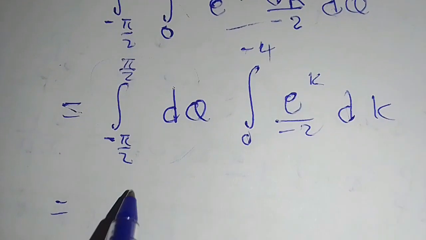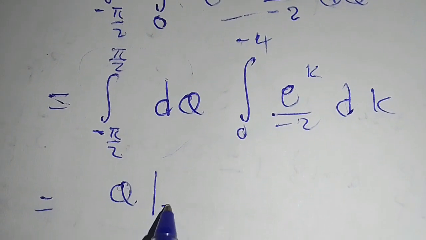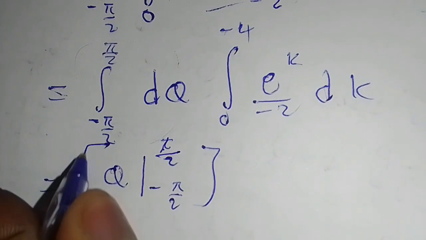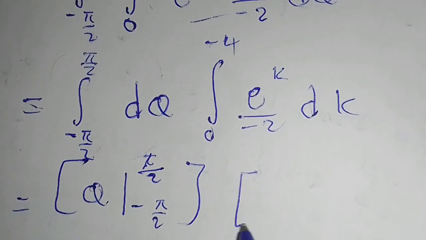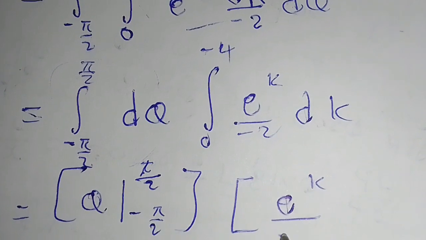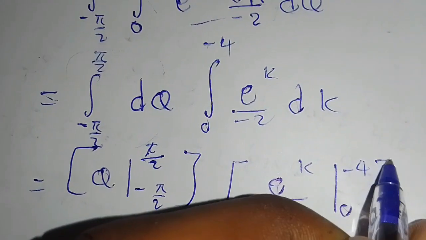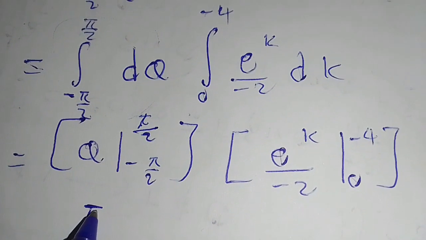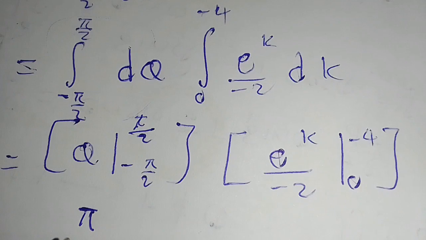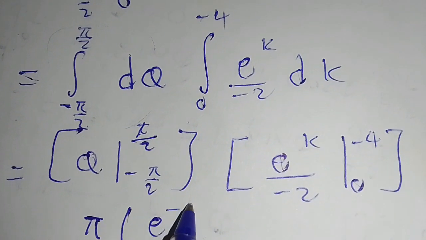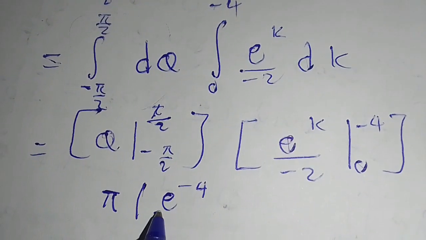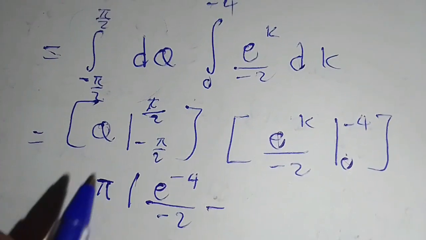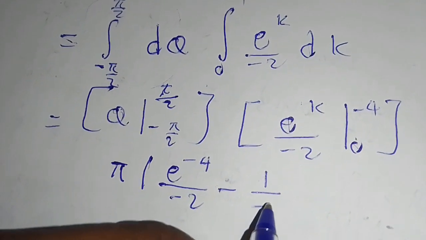So the integral of that will just basically be theta evaluated from minus pi over 2 to pi over 2. Then you just have the integral of this one, which is the same thing, from 0 to minus 4. Then you evaluate this: you're basically just going to have pi over 2 minus negative pi over 2, which is pi. And then this one, you're just going to have e to the power minus 4 over minus 2. Then the lower bound you plug in is 0, so e to the power of 0 will just be 1, and you have negative 2 there.